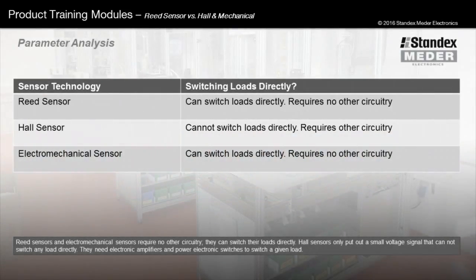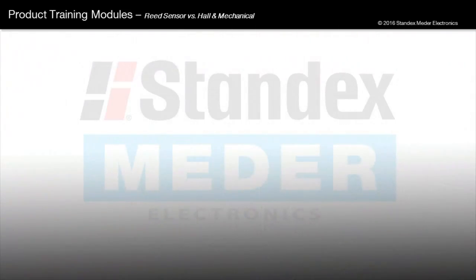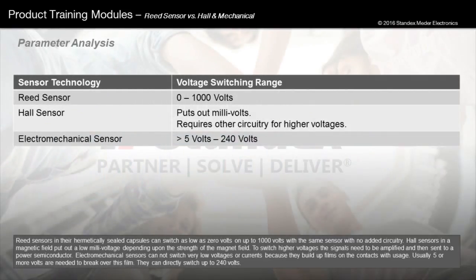Reed sensors and electromechanical sensors require no other circuitry. They can switch their loads directly. Hall sensors only put out a small voltage signal that cannot switch any load directly. They need electronic amplifiers and power electronic switches to switch a given load. Reed sensors in their hermetically sealed capsules can switch as low as 0 volts on up to 1,000 volts with the same sensor with no added circuitry. Hall sensors in a magnetic field put out a low millivoltage depending upon the strength of the magnetic field. To switch higher voltages, the signals need to be amplified and then sent to a power semiconductor.